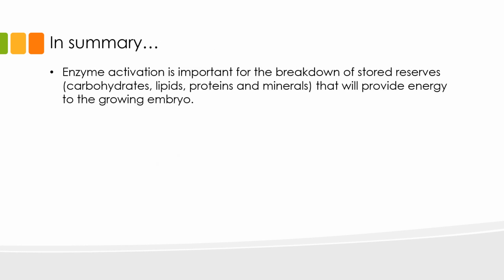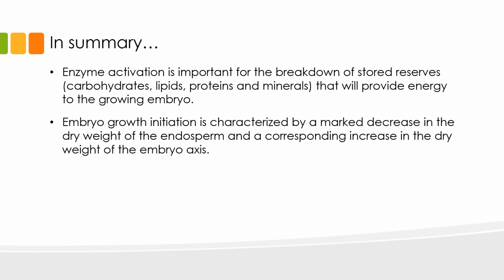The biological process of germination starts with water imbibition, followed by enzyme activation, embryo growth initiation, radicle protrusion, and seedling establishment. Enzyme activation is important for the breakdown of stored reserves, including carbohydrates, lipids, proteins, and minerals. The products of the metabolism of these reserves will provide a growing embryo a source of energy. Embryo growth initiation is characterized by a marked decrease in the dry weight of the endosperm and an increase in the dry weight of the embryo axis.